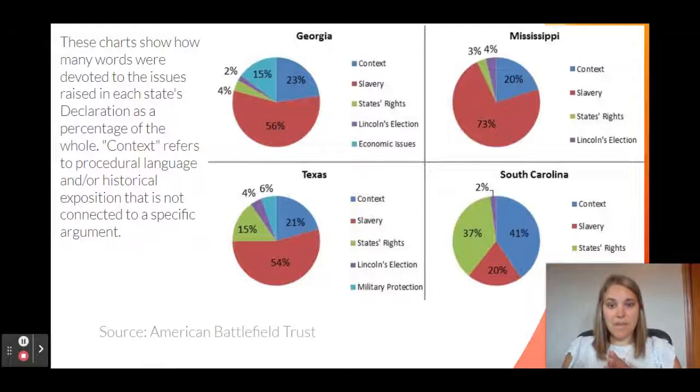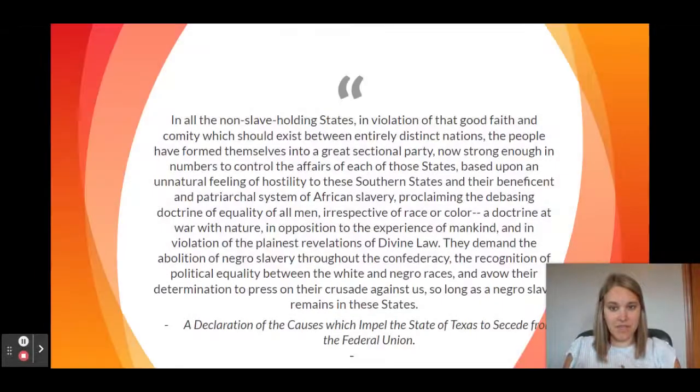So you can see in 3 of the states, more than 50% of the declaration was devoted to the topic of slavery. And you can see that states' rights is a much more minor aspect of their own declarations. So I included some quotes here from the actual declarations.